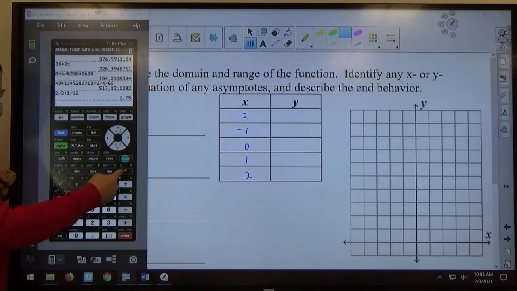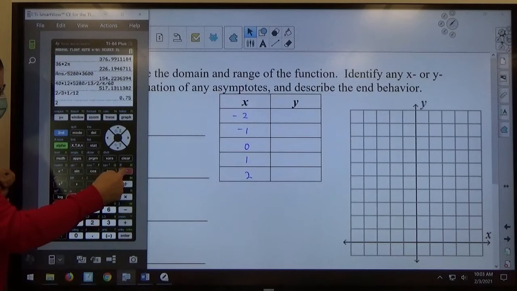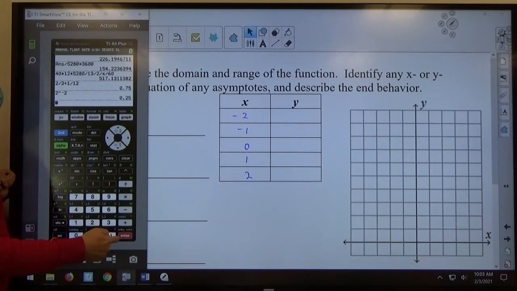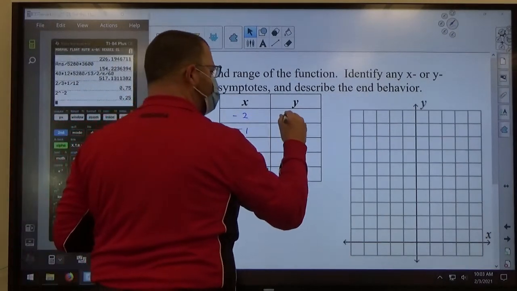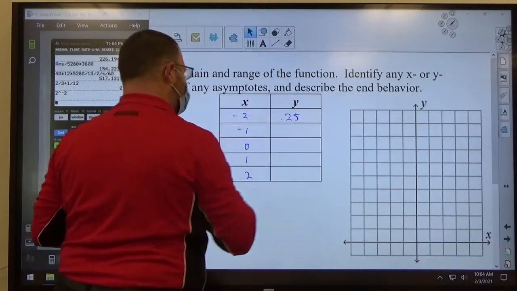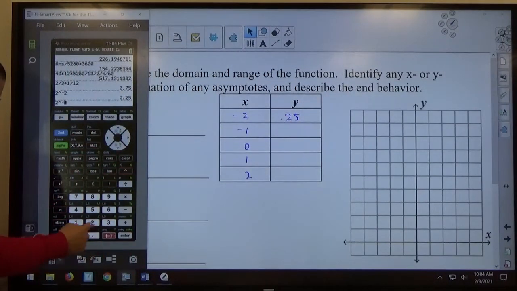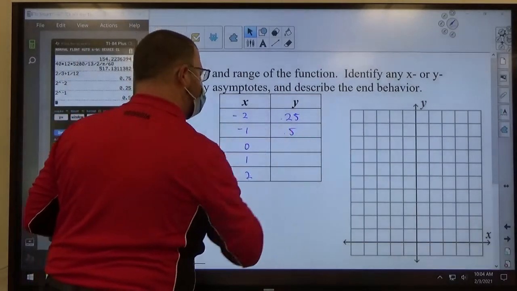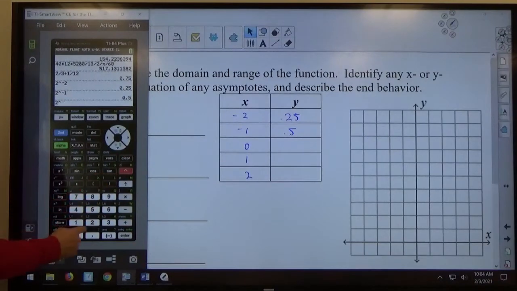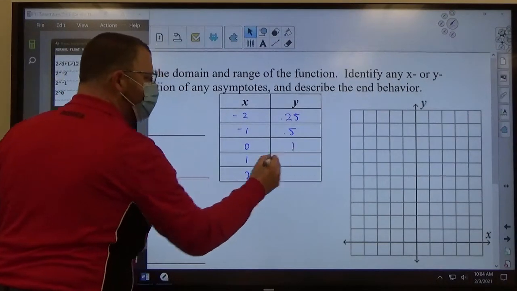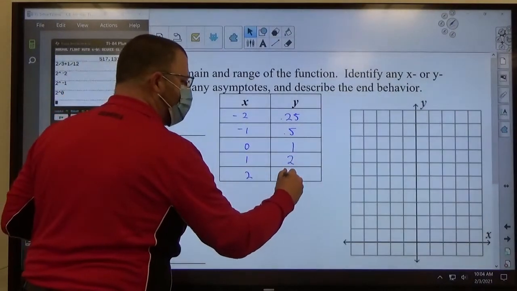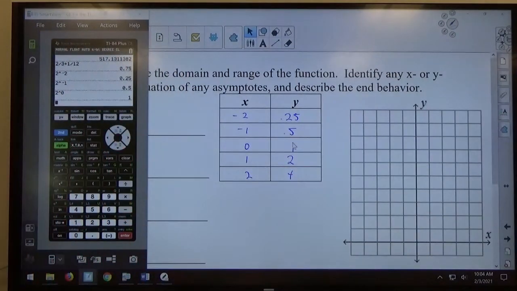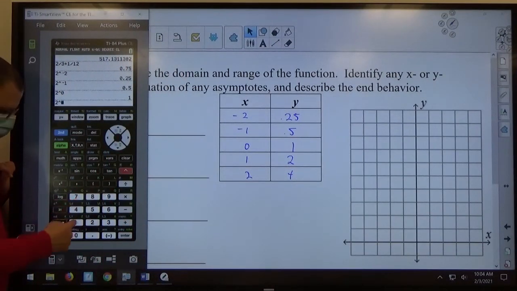So the power button is right here. So 2 to the power of -2 is 0.25. 2 to the negative first power is, sorry, positive 0.5. 2 to the 0 power equals 1. 2 to the first power is 2. 2 to the second power is 4. If you know them, you don't have to type them in, but you sure could.